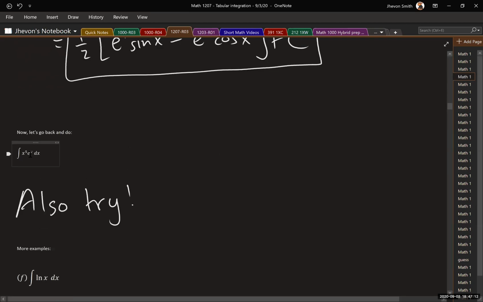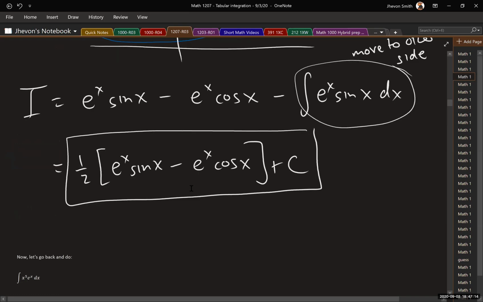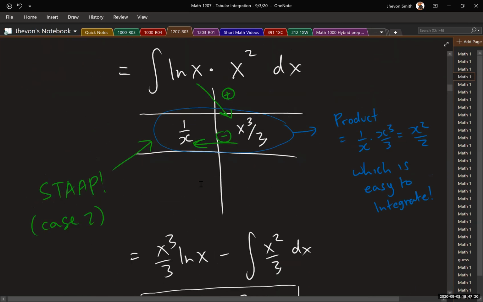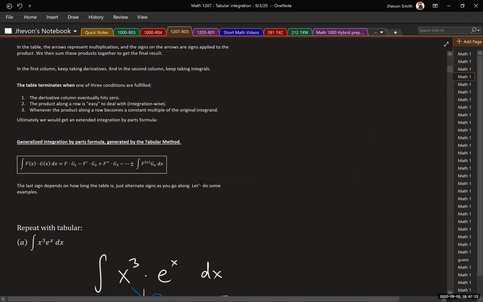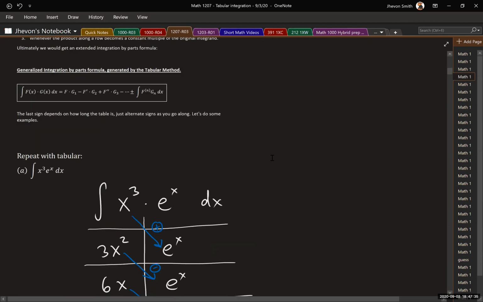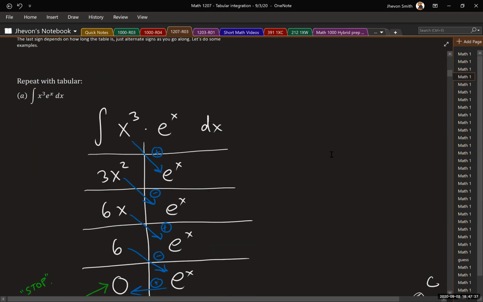So yeah, do the x to the 5th e to the x with the tabular method. And if you want, you can do it with the regular method as well, so you can make a comparison for which one you would like more. In general, the tabular method will work in every instance that integration by parts will work. Although for some situations you might not want to use it, there are some situations that lend themselves very nicely to the tabular method, such as x to the 5th e to the x.